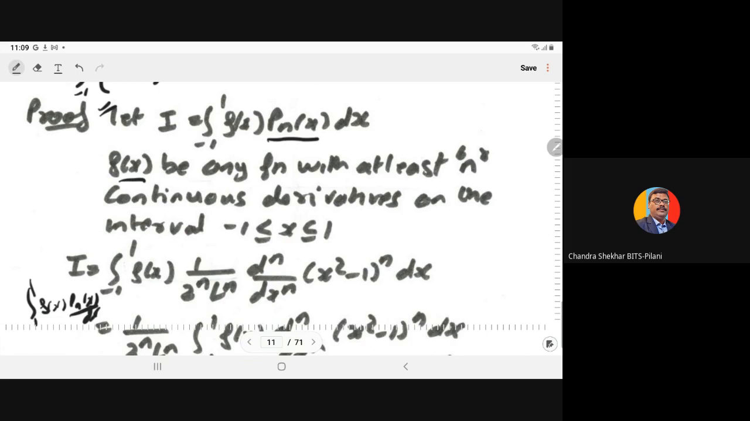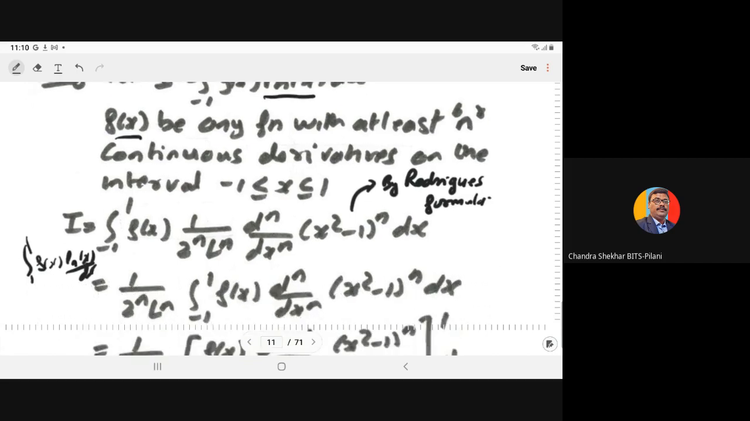So what is the Rodrigues formula? By the Rodrigues formula, it is 1 upon 2^n n factorial, the nth derivative with respect to x, d^n/dx^n of (x^2 - 1)^n, into dx. Now, you know, we have two functions: f(x) and another function d^n/dx^n of (x^2 - 1)^n. So by parts we can do the integration.